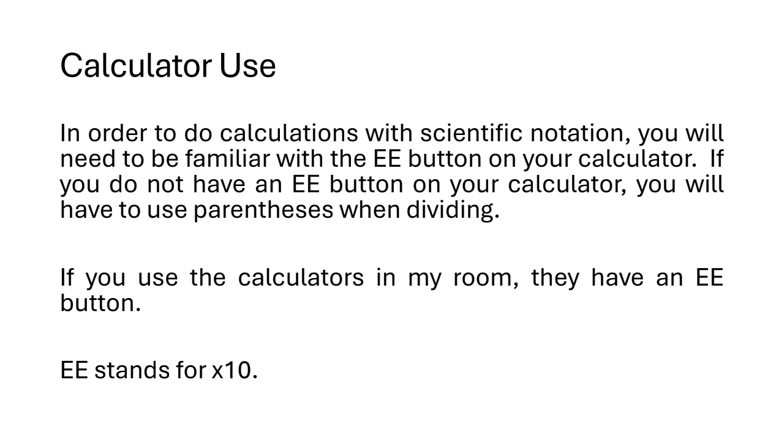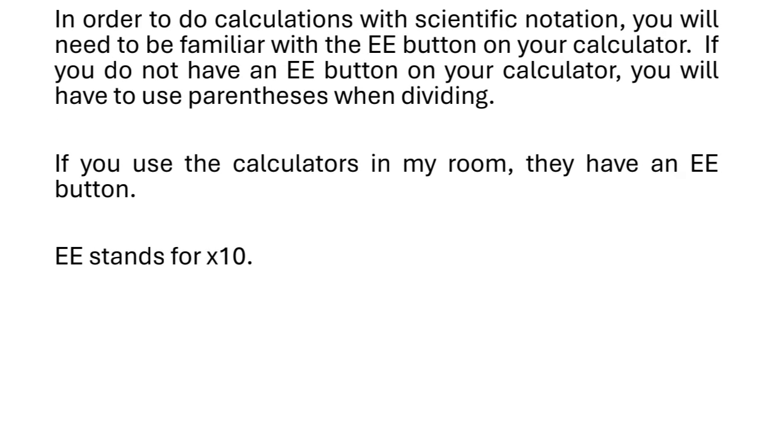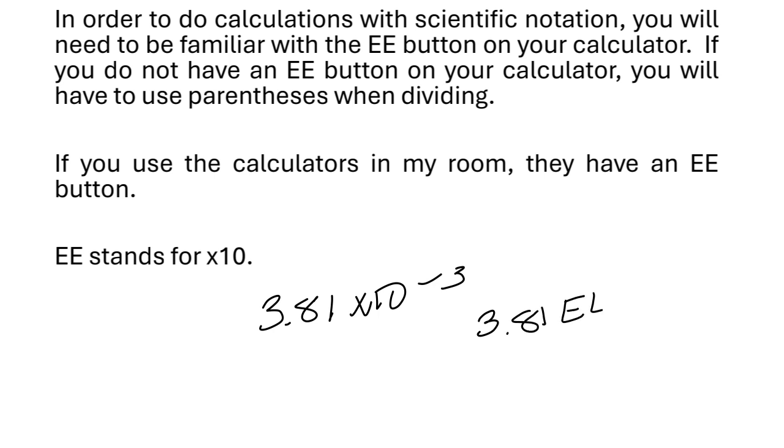So you're more than welcome to use the one in my room. Okay, EE stands for times 10. So if you look at something, let's put something in scientific notation. So let's say we have 3.81 times 10 to the negative 3 power. So when you put it into the calculator to either multiply, divide, or whatever, you're going to type in 3.81 EE negative 3. So that EE stands for times 10. Okay, that way it makes it so that it's much easier and you don't have to worry about parentheses.